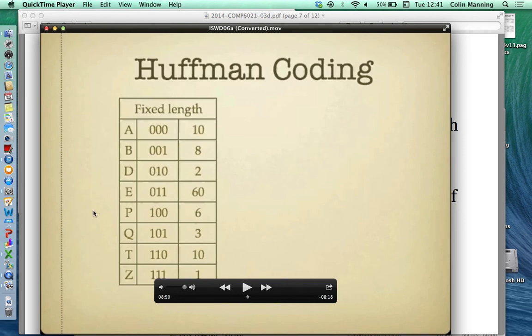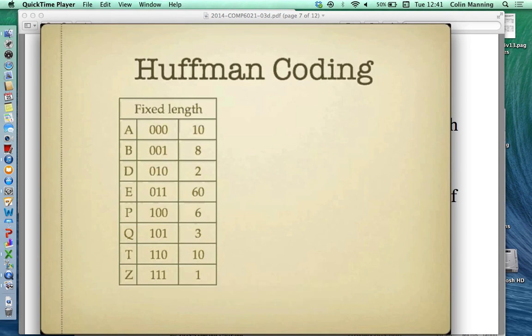So if, for example, we had a language that had A, B, D, E, P, Q, T, and Z, with 8 symbols in this language, we would need 3 bits to represent each one. But let us further suppose that in this language, the A and E occur more frequently than, say, the Z and the Q, which isn't terribly hard to imagine given our experience of English.